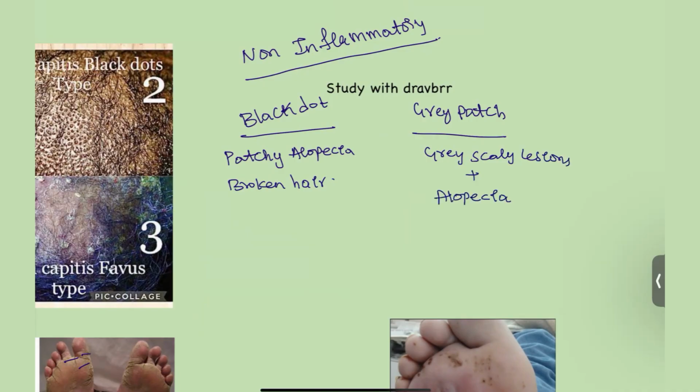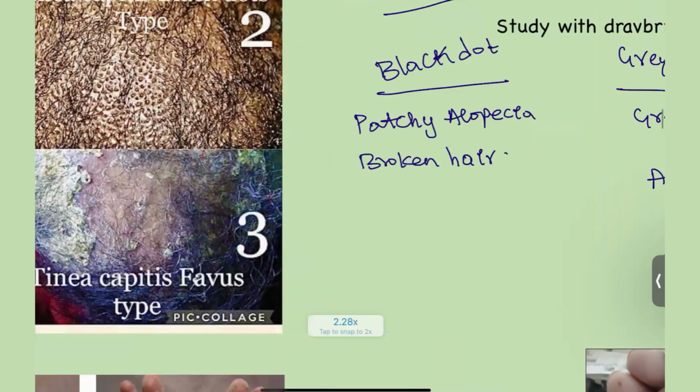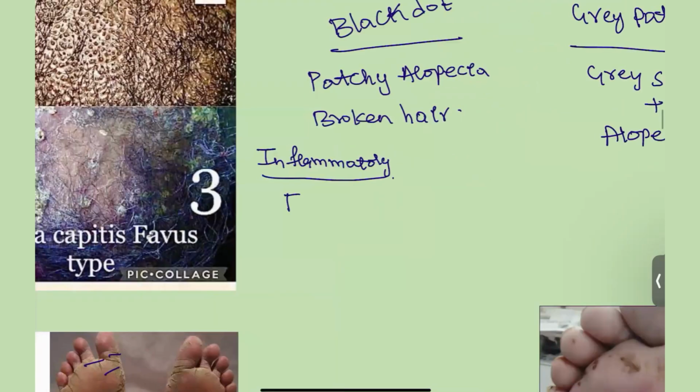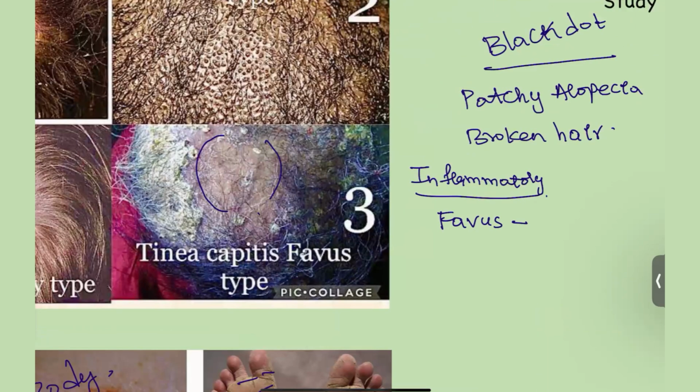Okay, that is seen. Next, coming to the inflammatory type. Inflammatory type is going to be the severe condition. Example, you have the favus. Here you can see this is the favus, which is known as a scutula.